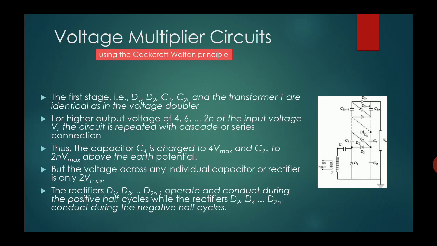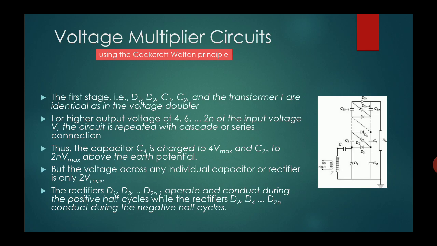Now one more voltage multiplier circuit is the one using the Cockcroft-Walton principle. So this is an important principle. Questions come on this. On the right hand side, the image is the voltage multiplier using the Cockcroft-Walton principle. In the first stage, D1 and D2, C1, C2 and the transformer T are identical as in the voltage doubler.